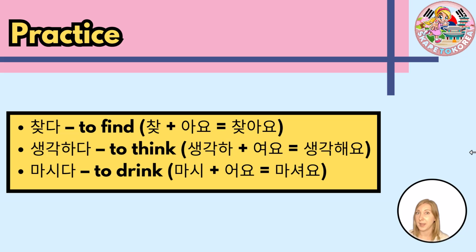생각하다, to think. So this is one of the hada verbs. 생각 is a thought, and 생각하다 is to do thought, so to think, yeah. So 생각하, and then the hada verbs always change to 해요, so it becomes 생각해요. And the last one is 마시다, to drink. So we've got 마시, our verb stem. It ends in i, so we're adding 어요, and when those two meet, they become 여, so it's 마셔요.